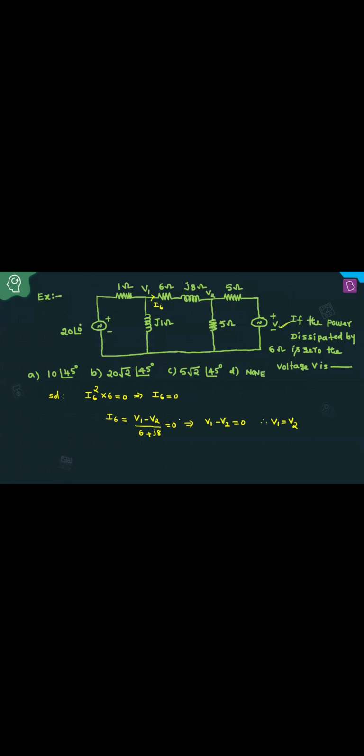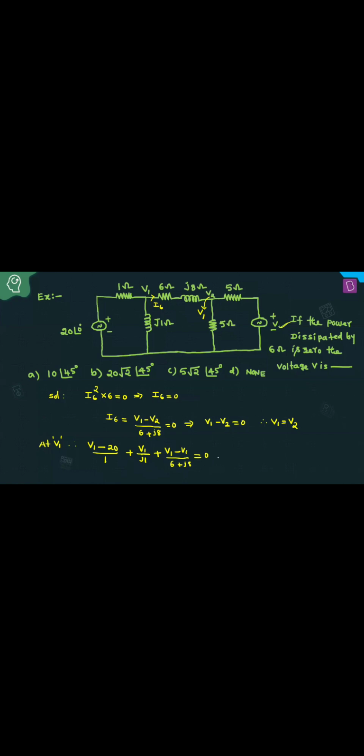Now, apply nodal analysis at node 1, at V1. If you apply nodal analysis at V1, V1 minus 20 by 1 plus V1 by j1 plus V1 minus V2 by 6 plus j8 equal to 0. But V2 equal to V1. That is V1 minus V1 by 6 plus j8 equal to 0. From this, you have to solve for V1. Once I know V1, calculation of V is very easy. For that reason only I am calculating V1.